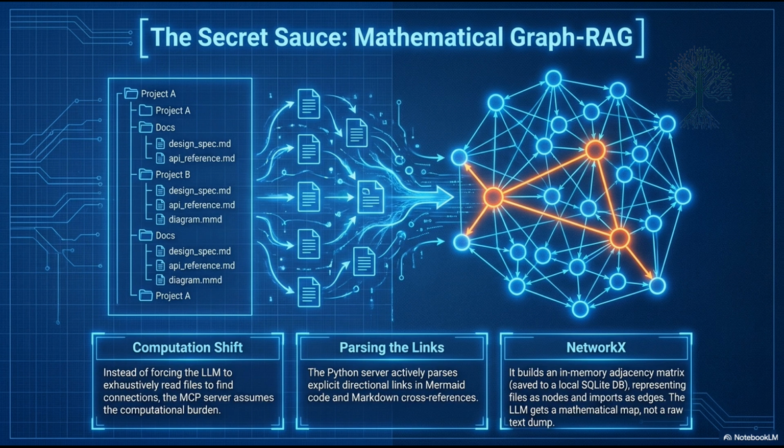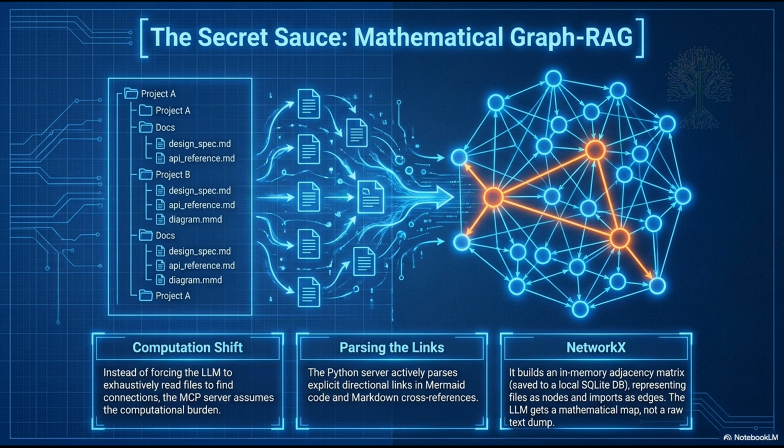The architectural solution is building a code review graph using a Python library called NetworkX. NetworkX. Okay, so instead of the LLM acting like a blind search engine and exhaustively opening every file to see what's inside, the MCP server actually takes on the computational burden of mapping everything out beforehand. That shift in computation is the secret sauce. The MCP server doesn't just sit there waiting for a prompt. It actively parses your Git repository.